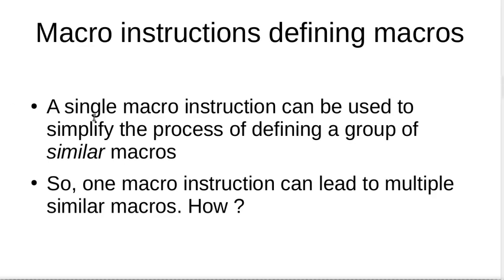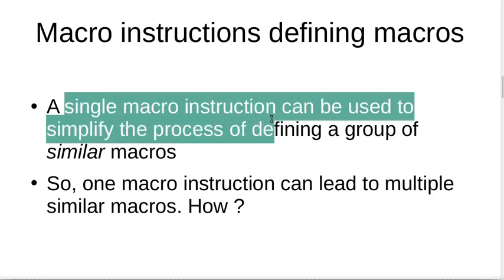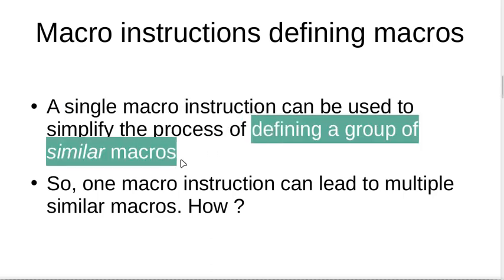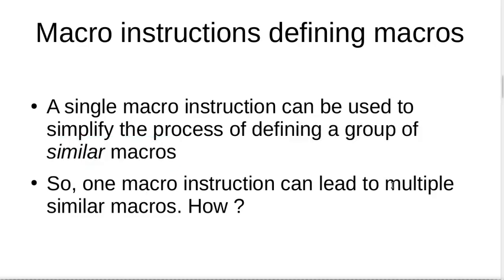A single macro instruction can be used to simplify the process of defining a group of similar macros. So a single macro definition can be used to simplify the process of defining a group of similar macros. A group of similar macros means multiple similar macros. Using one particular single definition, one particular macro instruction can lead to multiple similar macros.